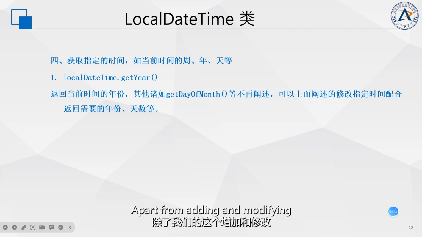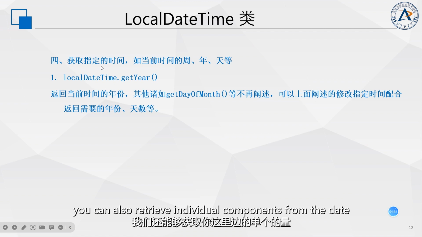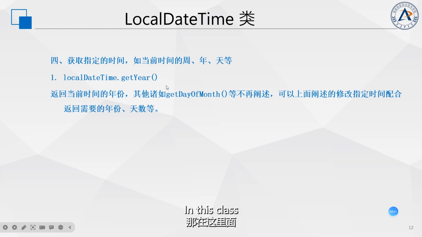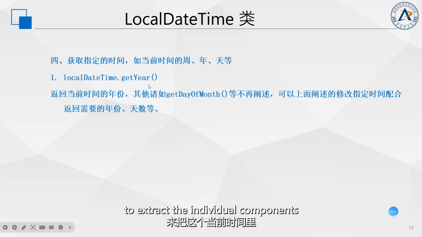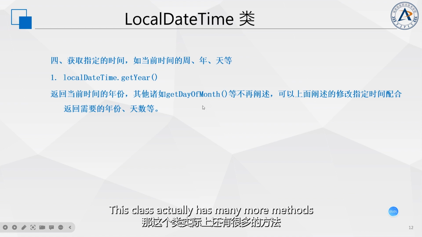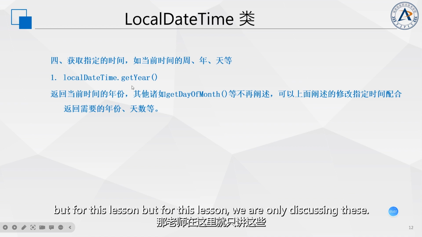Apart from adding and modifying, you can also retrieve individual components from the date, such as getting the year, month, and so on. In this class, we use the get method to extract the individual components, including year, month, day, hour, minute, and second from the current date and time. This class actually has many more methods, but for this lesson, we are only discussing these.